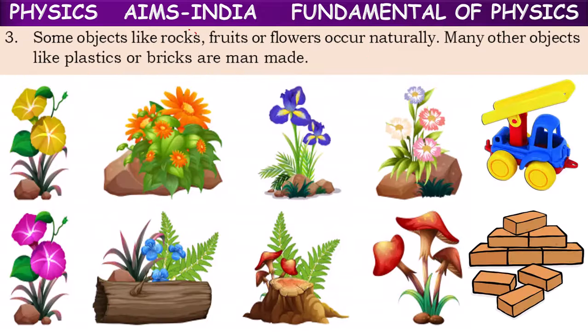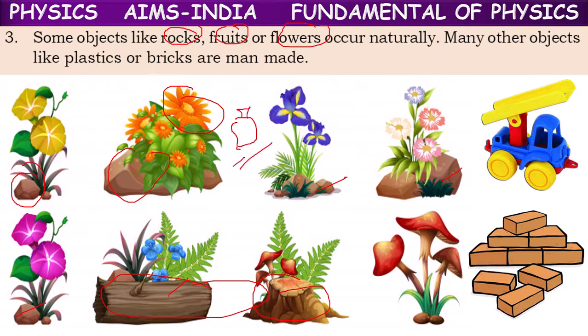But some objects like rocks, fruits, flowers, like this, suppose this is a rock, somewhat big. These are all rocks. This is wood, this is a tree, these are flowers. I think here there is no fruit, but we can take the example of mango fruits, or mushrooms.